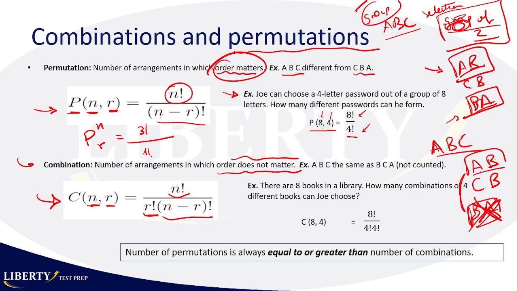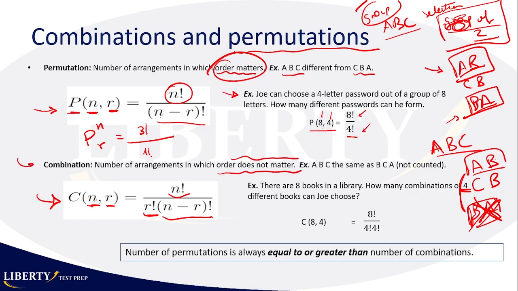Okay, so example. There are 8 books in the library. How many combinations of 4 different books can you choose? Because we're talking about books, I mean, books are individualized things. So we don't want to repeat them over and over. So in this case, the order does not matter, and we have to discount the repetitions.